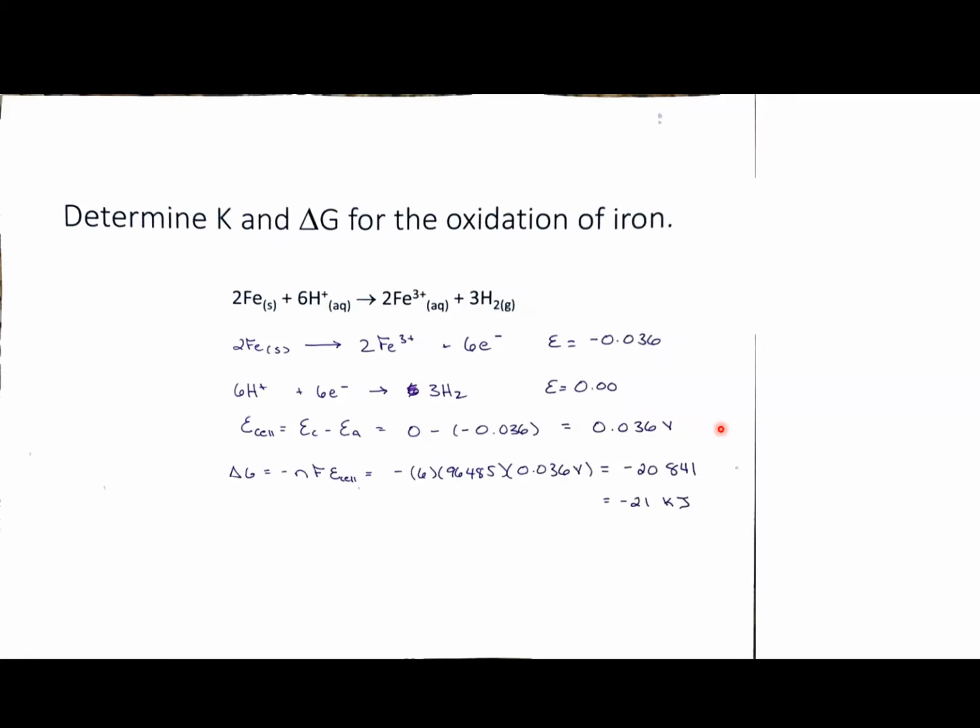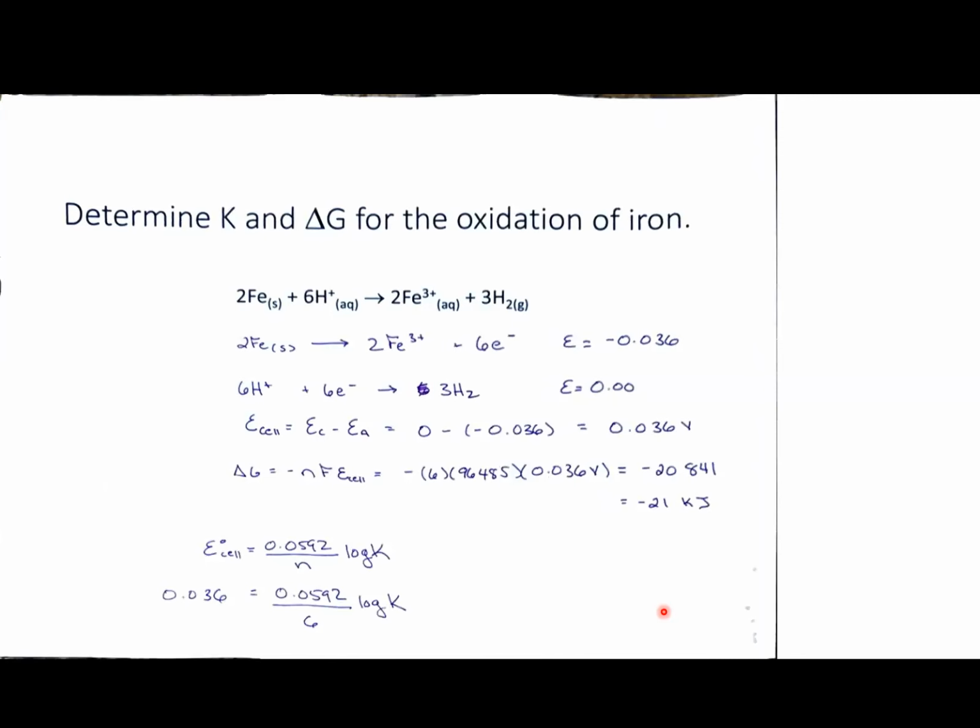So the delta G for this, n times F times Ecell, so n is 6 here. Now we don't go through and divide this by 2. 6 electrons are being exchanged between these two. All right, so we've got 6 electrons being exchanged. So 6 is our value of n, Faraday's constant, and then the value of E. Plugging that in, we get this, and then we're allowed to keep the two significant figures. So negative 21 kilojoules. Okay, so this is a number in joules, and then we can convert it to kilojoules here. So iron is spontaneously oxidizing. We kind of knew that.